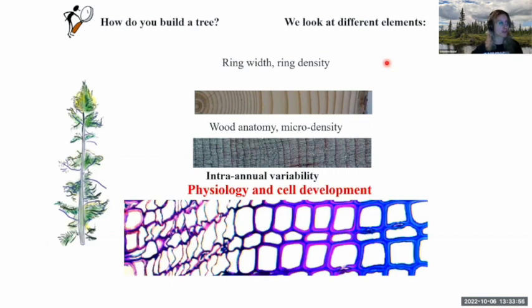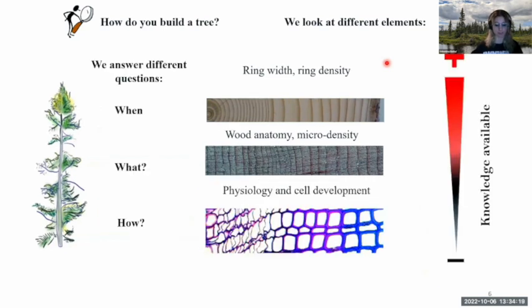But you can look further, and this is my scale. It's the scale of physiology and cell development. If you want to know how a tree grows, then the process underlying tree growth is related to the temporal dynamics of xylem cell development in the tree ring, which change during the growing season.